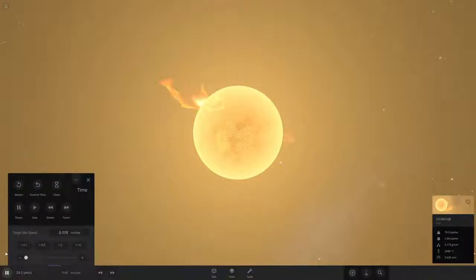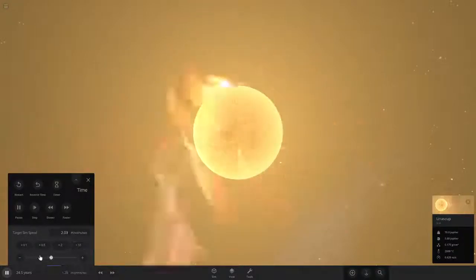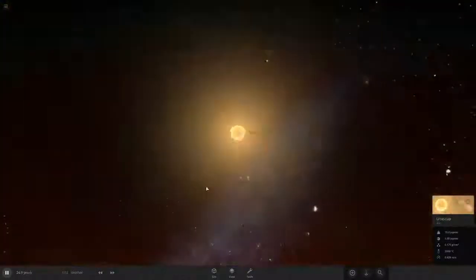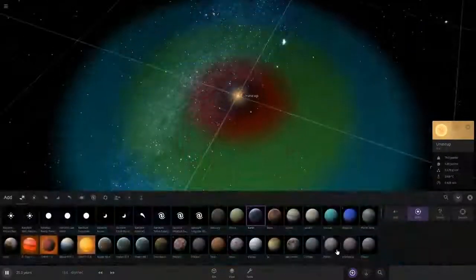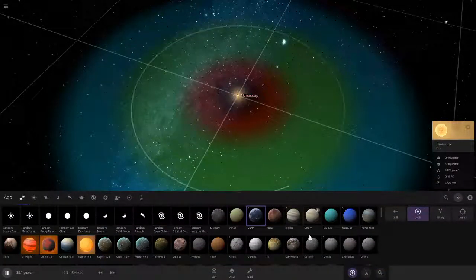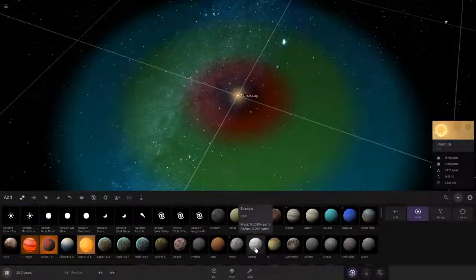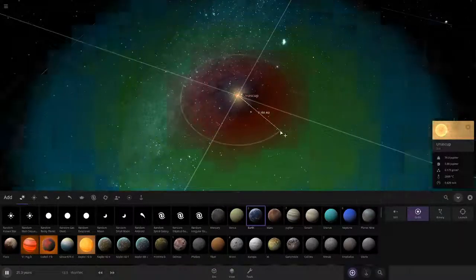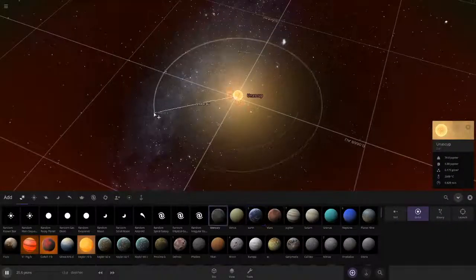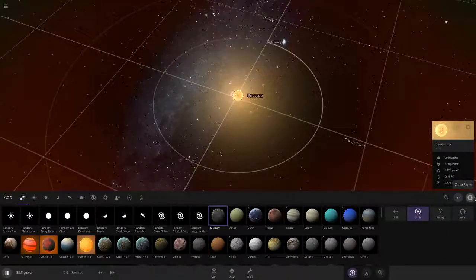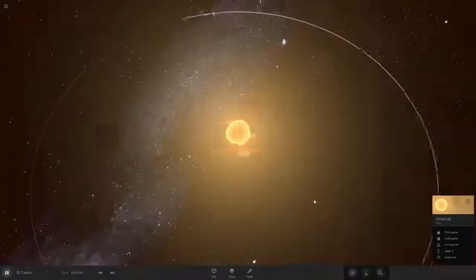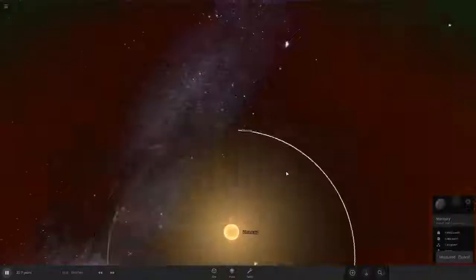How low can you get this? There we go. So with it being a relatively new star, let's actually see. Let's put Mercury in orbit. Now, I don't know what scale this would be on.